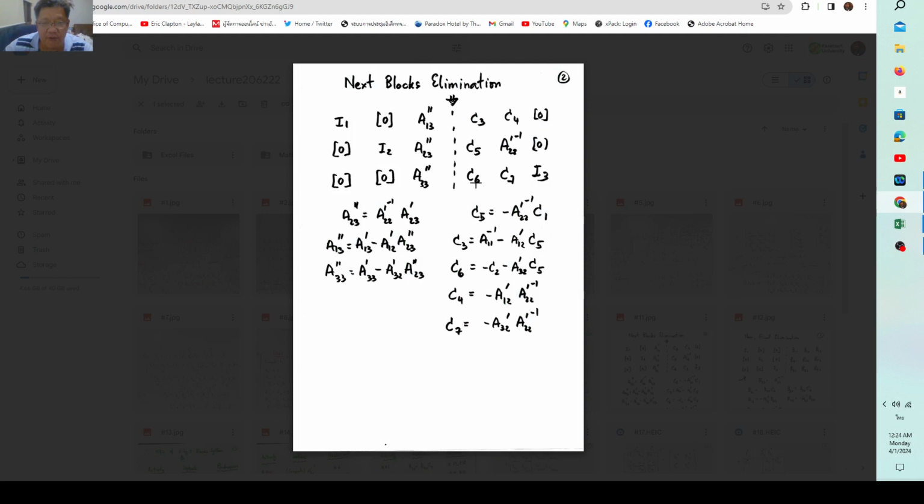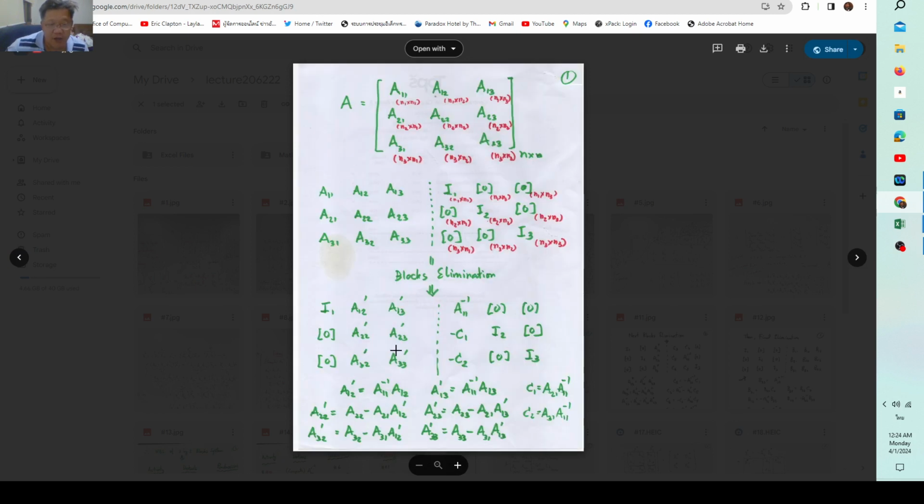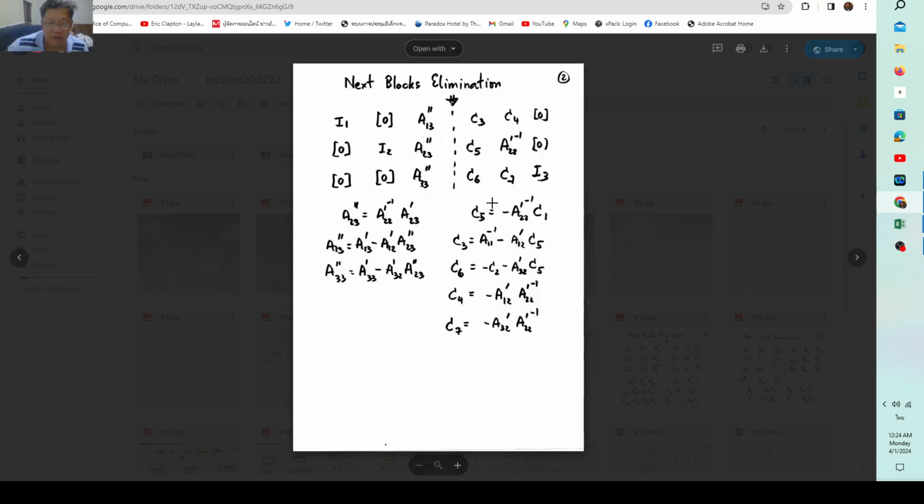And then the same for C6. You can see why C6 becomes minus C2, because the original value is minus C sub 2, okay, and then you need to subtract this value: A32 multiplied by every element in this corresponding submatrix row. So it's going to be A32 prime times C5 over here, minus, and this original is minus C2, and then minus this.